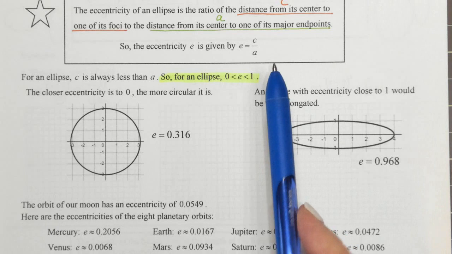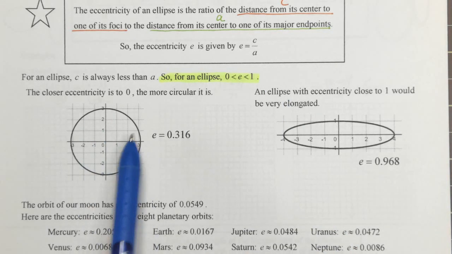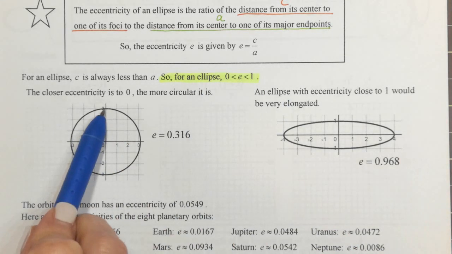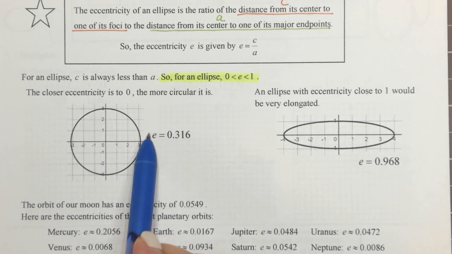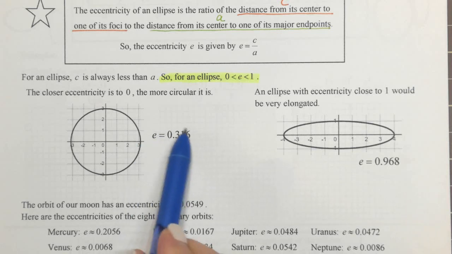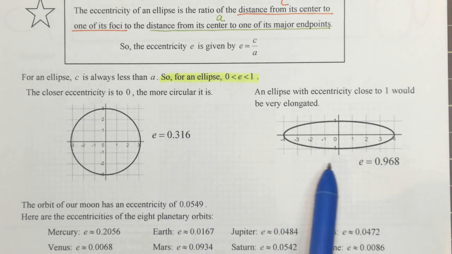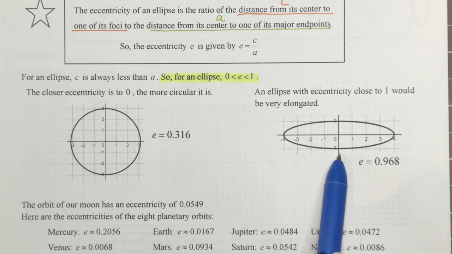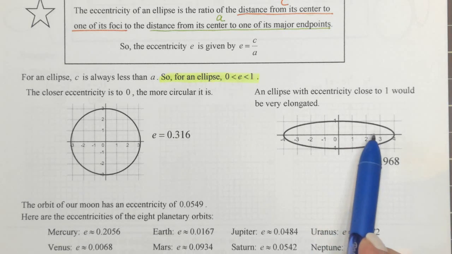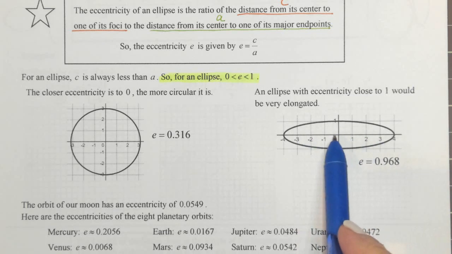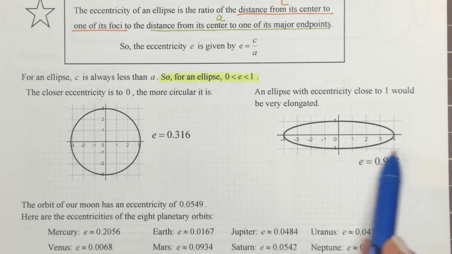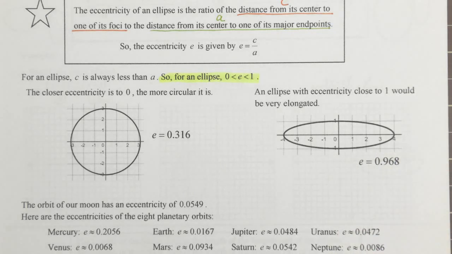Okay? This circle, I did this on Desmos. You can see it's 3 in that direction, and it's slightly over 3 in this direction, and that's the eccentricity. This ellipse has a very different shape, the foci would be very far away from the center. So this ellipse has eccentricity 0.968.